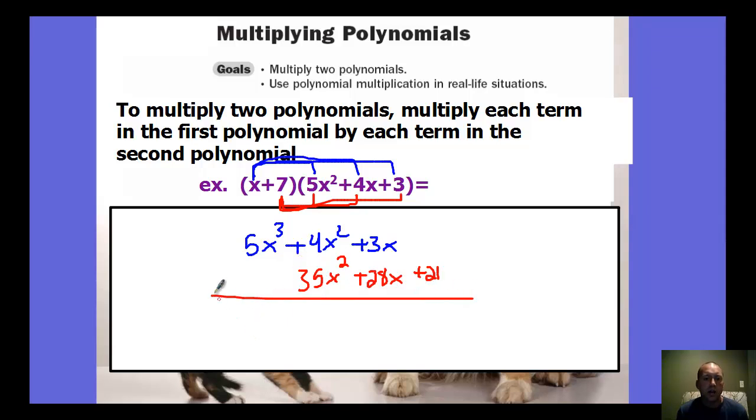So now we can add our columns together, add our like terms. So we have 5x cubed plus 39x squared plus 31x plus 21. So then make sure we have all like terms combined. We do, so we are done. This is called the extended distributive property. We start multiplying polynomials together.